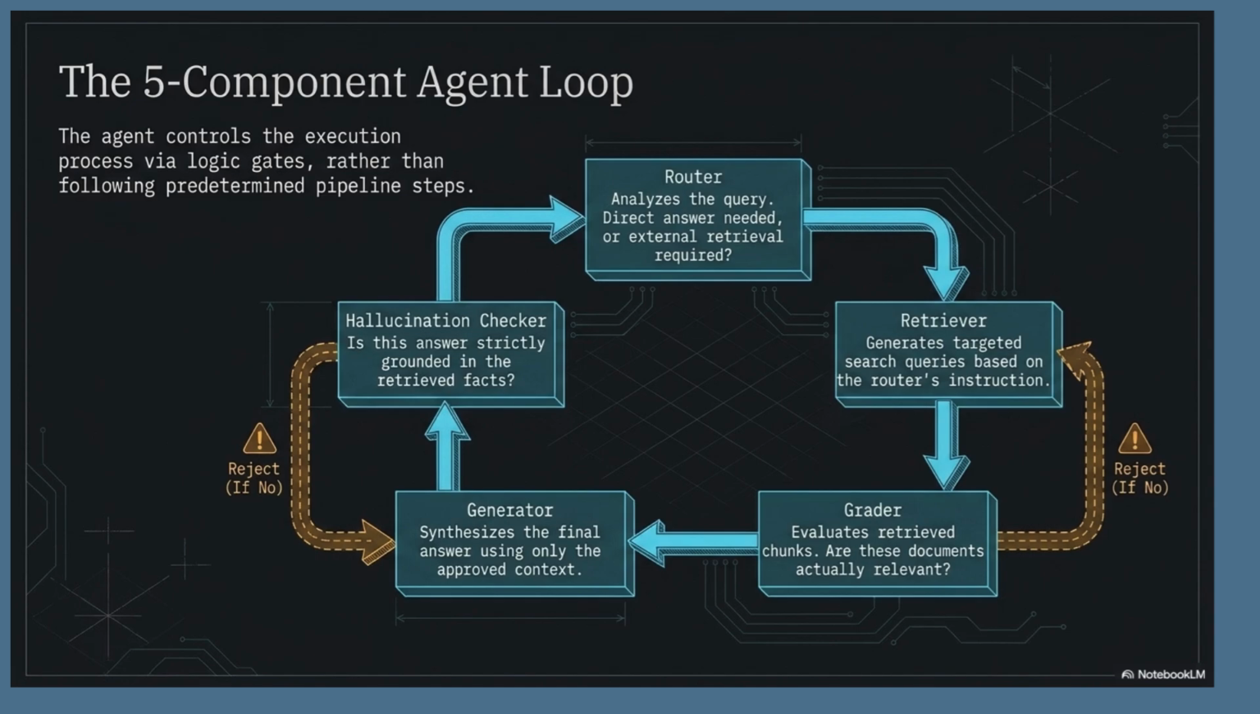Another common failure is the blind grader problem. Here, the language model accepts irrelevant context and passes it to the generation step, resulting in hallucinated or off-topic answers. To mitigate this, use explicit hallucination checkers and relevance grading nodes. These components evaluate the retrieved context before it's used, ensuring only relevant information is passed to the generator.